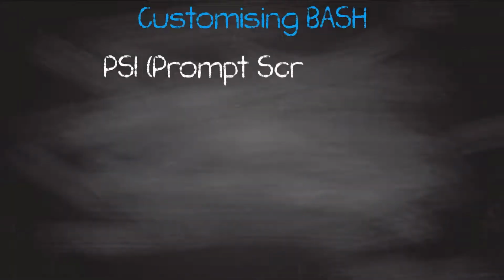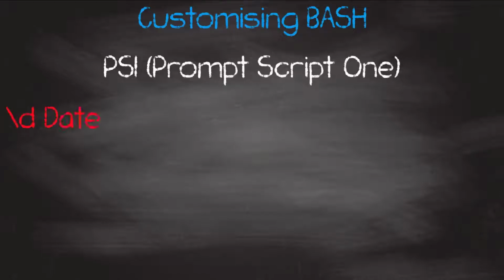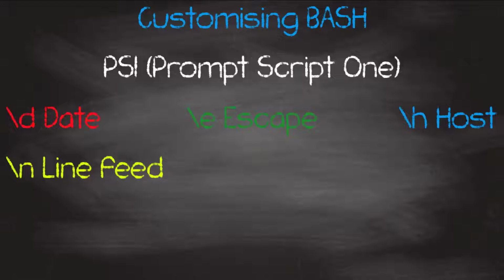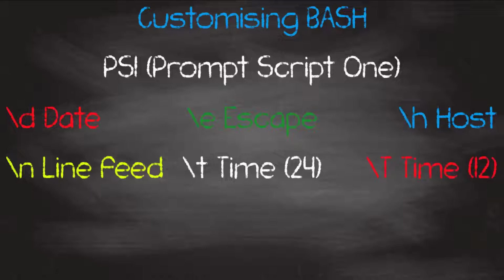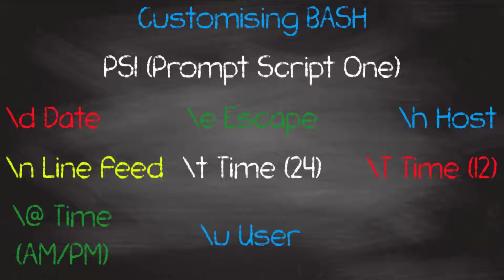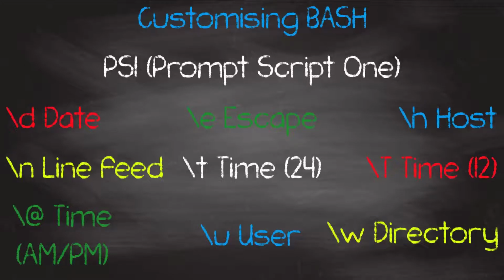There are special variables we can use in our prompt. They are \d to show the current date, \e the escape character, more on that a bit later, \h the host name, so the name of our IBM i, \n for a new line, \t the current time in the 24-hour clock, hours, minutes and seconds, \T for the time in a 12-hour clock, \@ the time in the 12-hour clock with a suffix of AM or PM, \u the current user, \w for the current working directory, same as PWD.